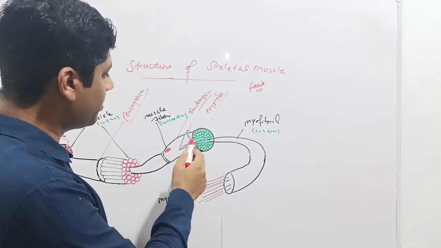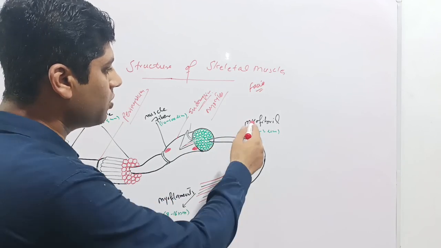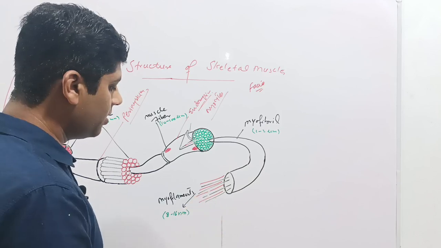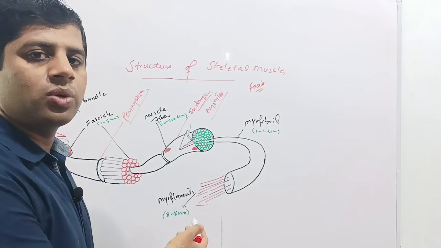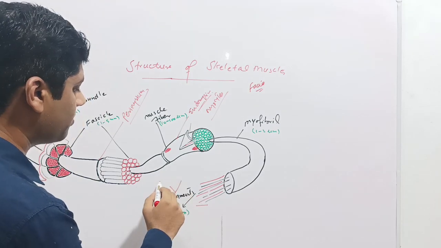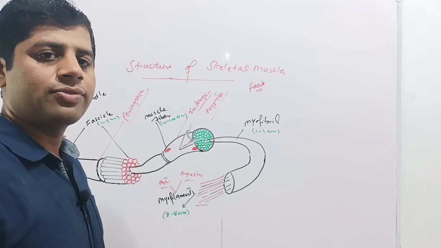Then in each muscle fiber there are myofibrils. Myofibrils are of 1 to 2 micrometer diameter, and in these myofibrils there are myofilaments. These myofilaments are of 8 to 16 nanometer width, and these can only be seen through an electron microscope. Myofilaments are of two types, the actin filaments and the myosin filaments. So this was the basic structure of skeletal muscles.